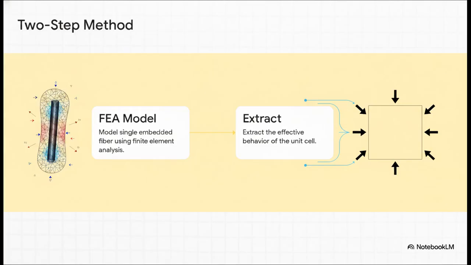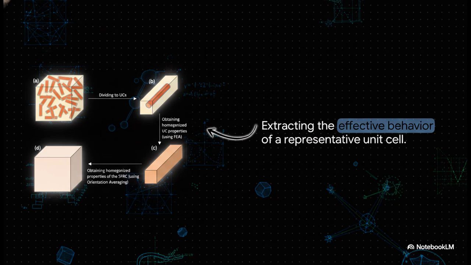First, we model a single fiber embedded in a surrounding matrix using finite element analysis. We call this a unit cell, or UC. By isolating just one fiber and assuming a specific boundary around it based on the overall fiber volume fraction, we create a highly manageable, bite-sized simulation. We can easily mesh the single fiber and run precise loading conditions on it, like pulling it along the fiber direction, pulling it transversely, and shearing it. It's kind of like a giant puzzle, but we're just starting with one piece. This gives us the effective behavior of a representative unit cell.